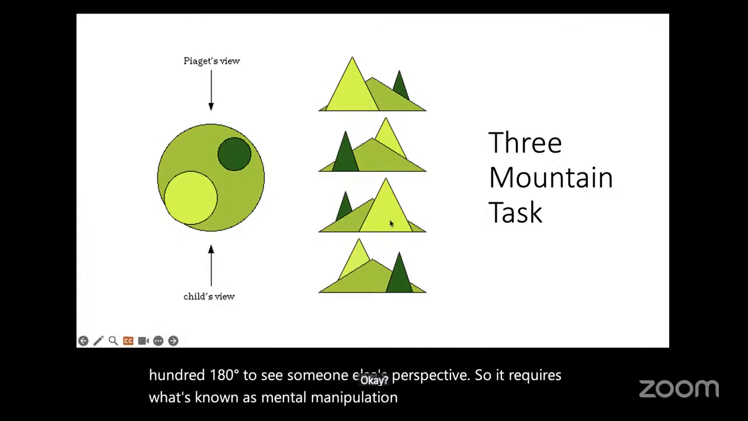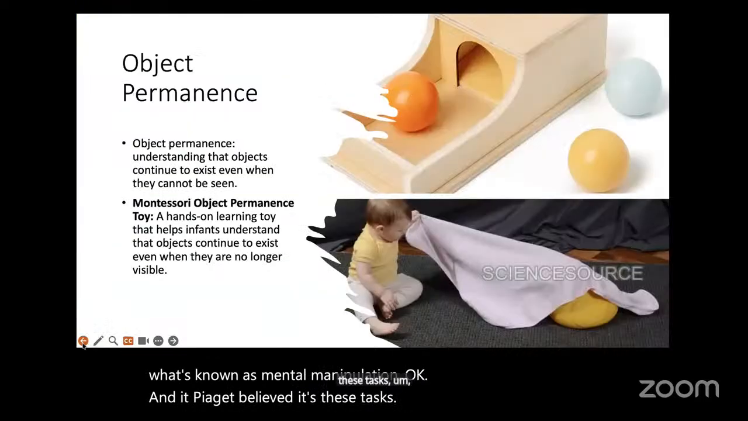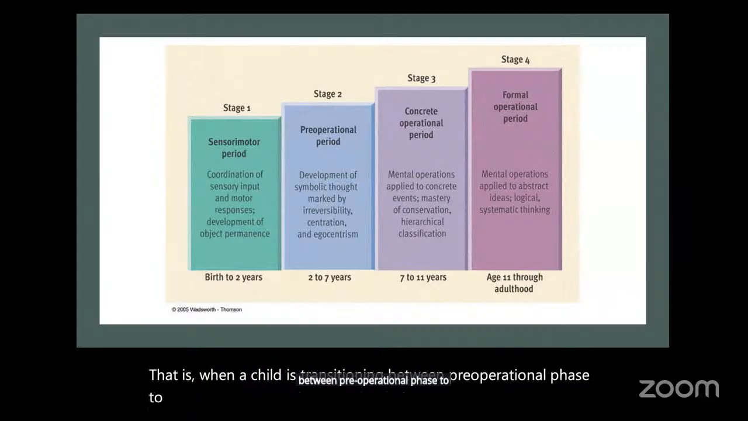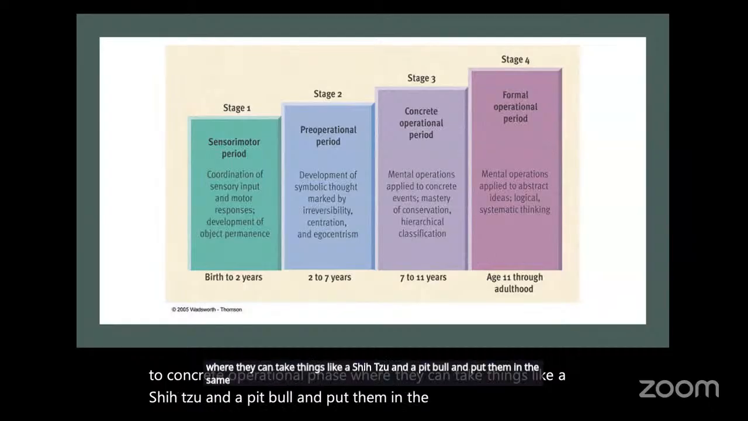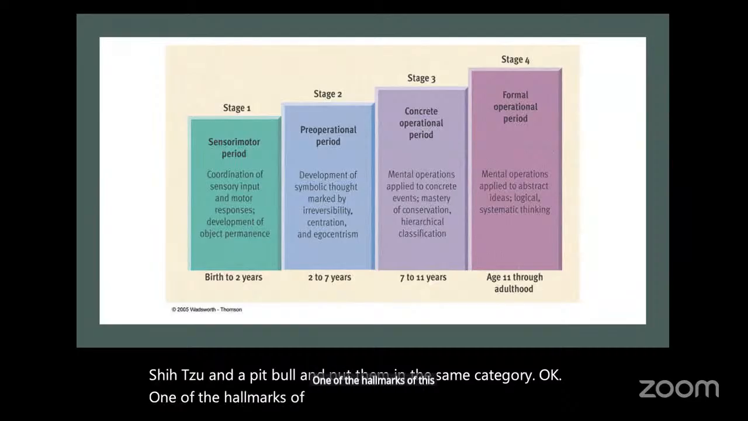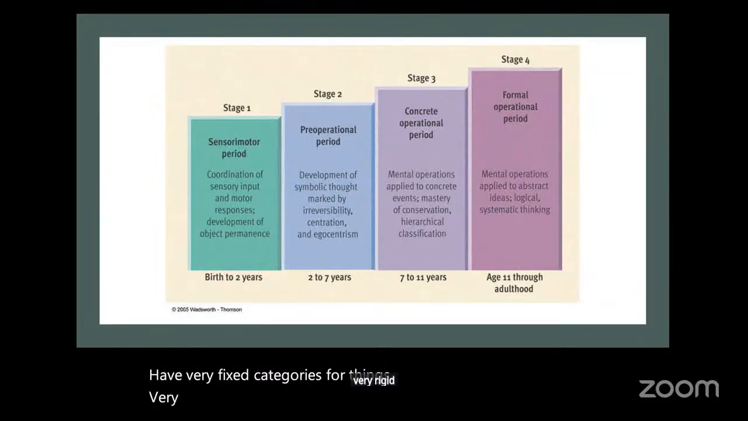And Piaget believed it's these tasks that show when a child is transitioning from the pre-operational phase to the concrete operational phase, where they can take things like a Shih Tzu and a pit bull and put them in the same category. Now, one of the hallmarks of this age group, as Piaget explained, is the term concrete. Children at this age have very fixed categories for things, very rigid categories.